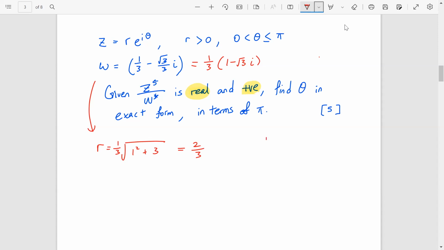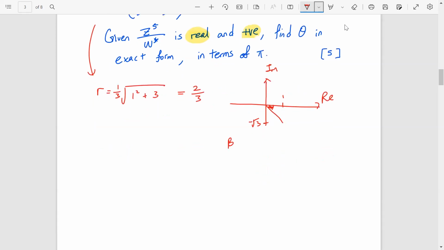How about the angle? Whenever you find the argument, always draw the Argand diagram, because it can be a careless one. So draw the Argand diagram: 1, minus √3. So now it's here. You need this angle, the basic angle. Tangent inverse √3, which is pi over 3. Therefore, W equals 2/3 e to the power of negative i pi over 3. So now we have W. This one can be 1 mark or 2 marks.